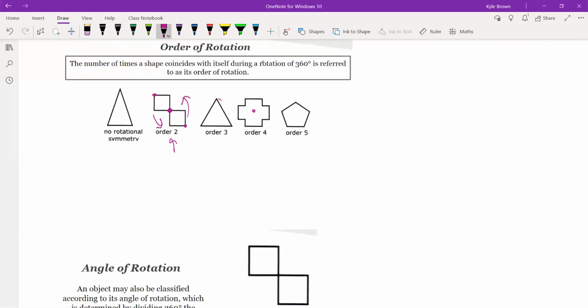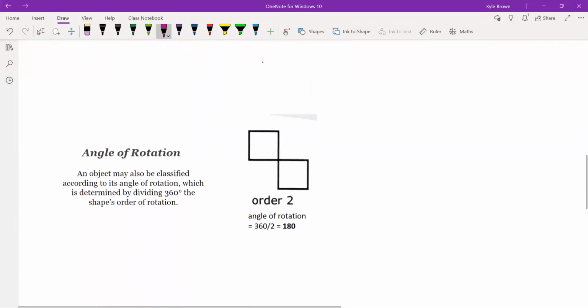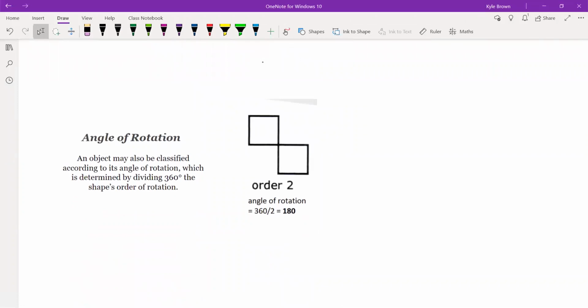Okay, and you can see on this one, right, that this wouldn't have any, because if I flip this corner up to the top, it's not going to look exactly the same. It has to look exactly the same going around, right? So this one will look exactly the same 2 times around, 3 times, 4, and 5. Okay, order of rotation. So looking at this shape here, we can see that this one would look exactly the same 2 times around. So it has order of rotation of 2.